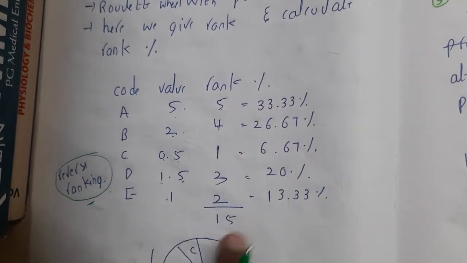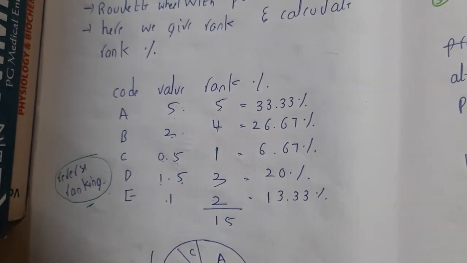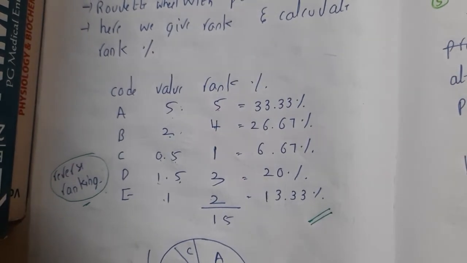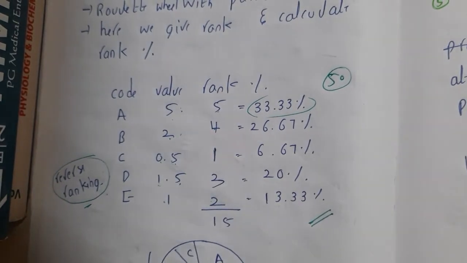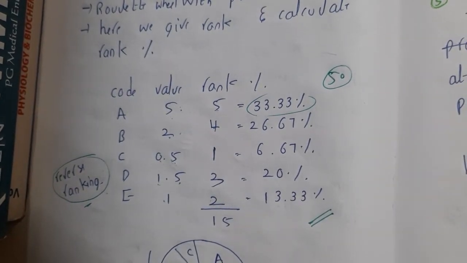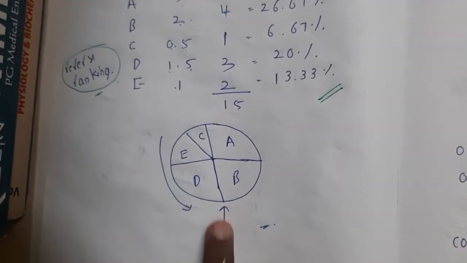In this way you calculate the total of the ranks, which is 15, and now you allocate the percentages, guys. This percentage is far better than the previous, right? Previously it was 50%, now it is 33.33%, which is a much better percentage. In this way also you can select the item. Here also you will rotate the wheel and get a value.